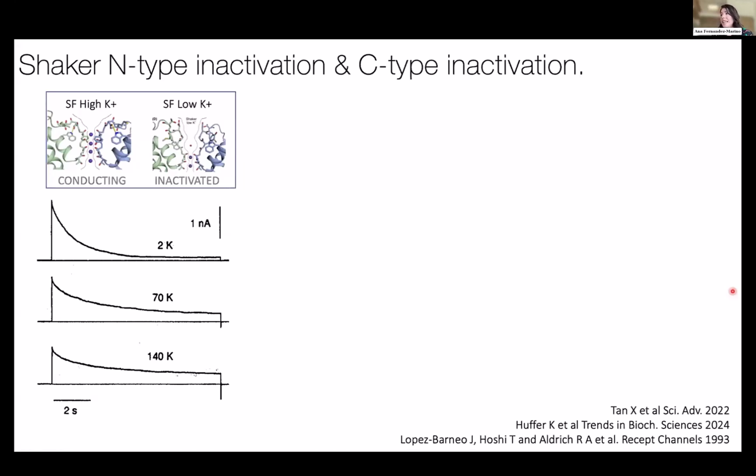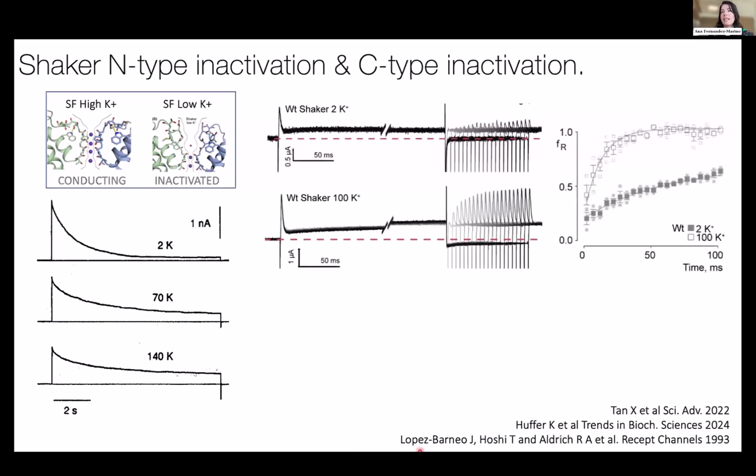So in order to test that, I did the same experiments that I showed you before, but now I was allowing the channels to enter the C-type inactivated state by giving a much longer pulse. Before I was giving a 60 millisecond pulse, right now I'm giving a half second pulse. And if our hypothesis was true, then in low potassium, which favors slow inactivation, the recovery from fast inactivation should be slower and less complete. And that is what I see.